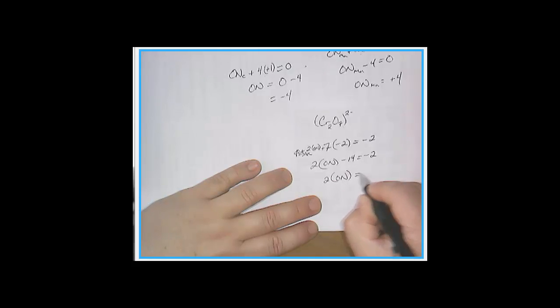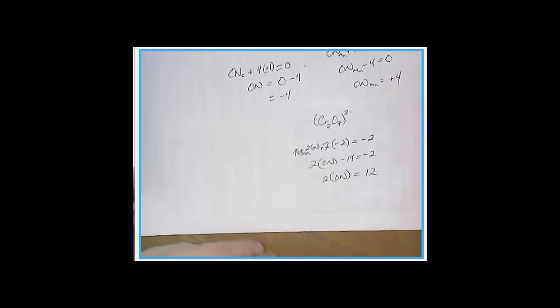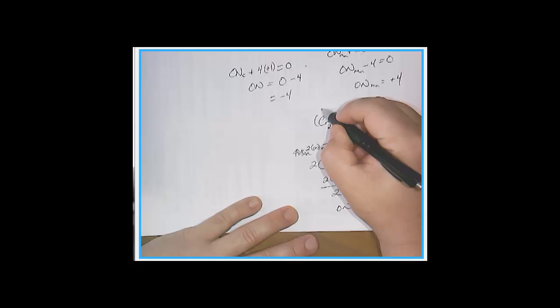Add 14 to both sides. Two times our oxidation number equals 12. So we need to divide this by 2 to get the oxidation number. Anything we do to one side, we have to do to the other. The oxidation number is equal to +6. So in dichromate then, the oxidation number for chromium is +6.